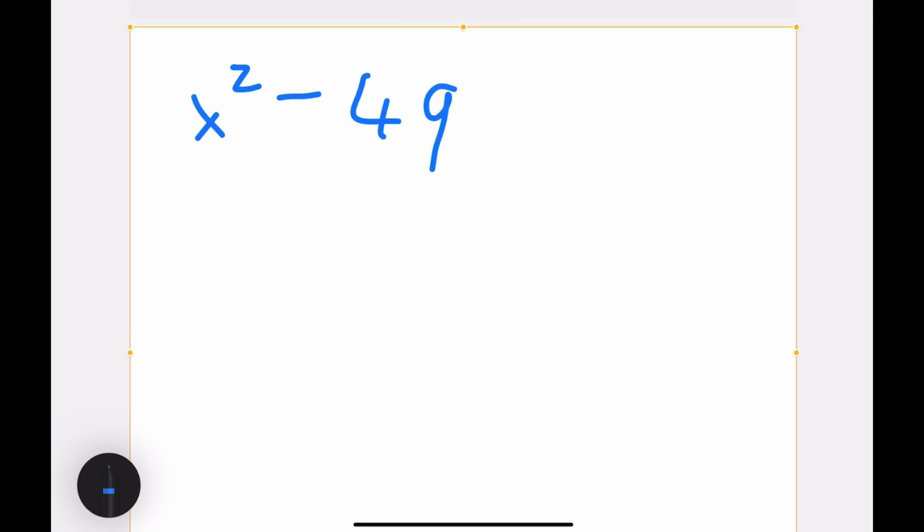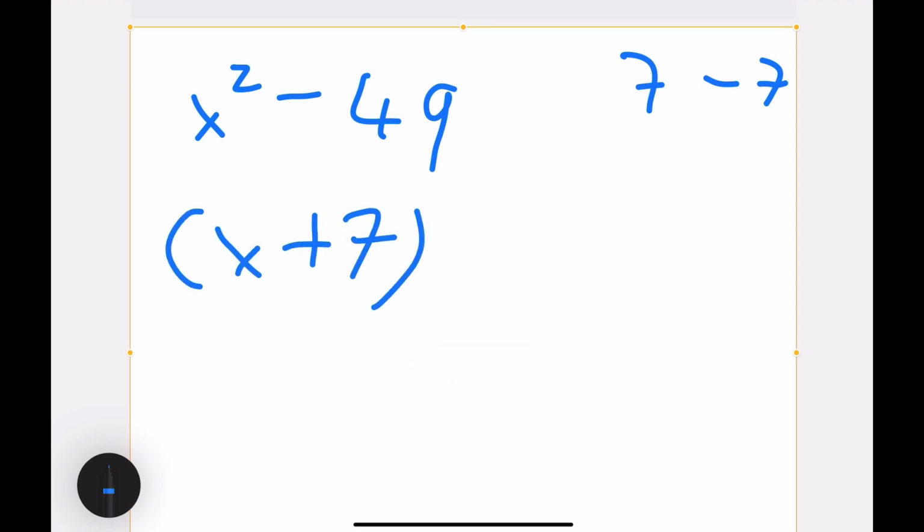Okay, this is a similar one to the last one, so pause the video, have a go yourself. So 49 is a square number, and the square root of 49 is 7. So we can use 7 and minus 7, as if we multiply them together, we get negative 49, and when we add them together, it makes 0. So it's going to be x plus 7 and x minus 7.